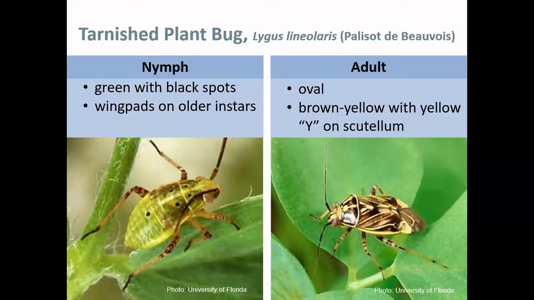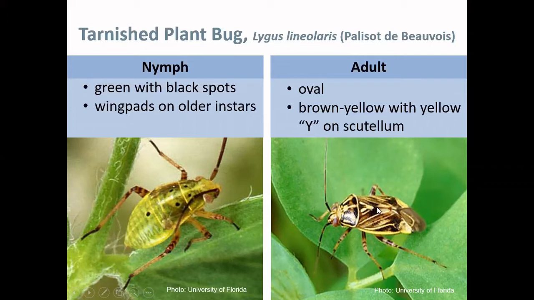So tarnished plant bug is a sporadic pest of orchards that you'd see in that early season as well. And there's two life stages that can be found. I've already touched on the nymph of tarnished plant bug. It's green in color with those 5 black spots. The adult is a brown and yellow colored insect with a very distinct feature: if you look under a hand lens, what will stand out is this yellow Y shape that's on its back.